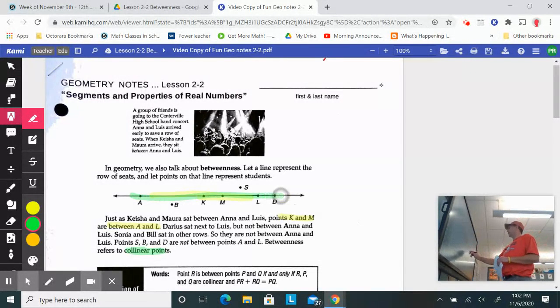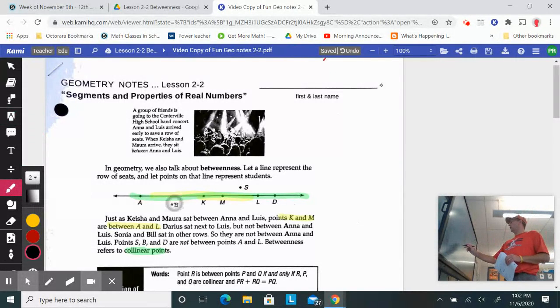All right, so here's this line. You have these other two students that are not between the A and the L because they're not on the same line. All right, I hope that's enough repeating on that one.